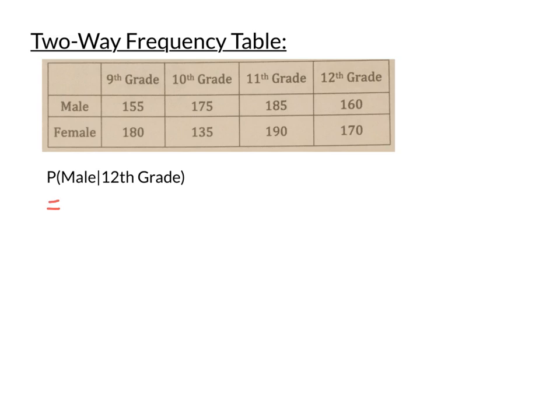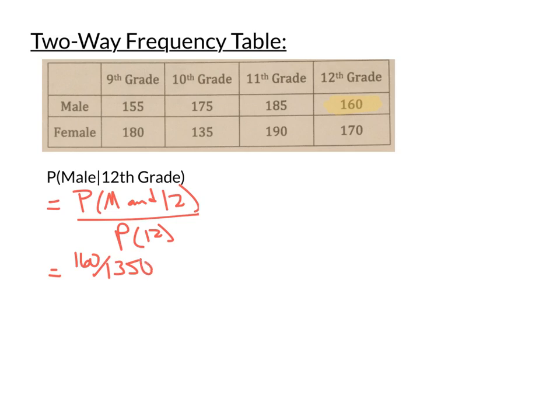Now, if we want to find the probability that a student is male, given that they're 12th grade, using the formula, we would find the probability of male and 12th grade divided by the probability of being in 12th grade. So we look to our table. We can see that for the people who are male and in 12th grade, that's this 160 number. So there are 160 of the students, out of all the students. And I went ahead and added them all up, and there's 1,350 students in the entire school.